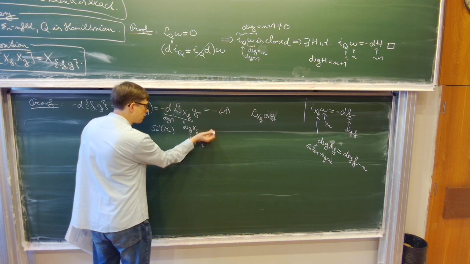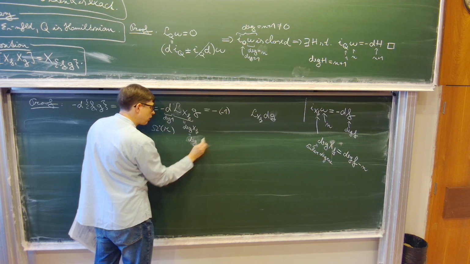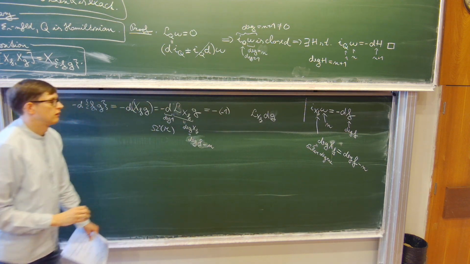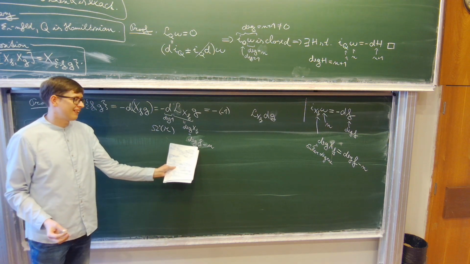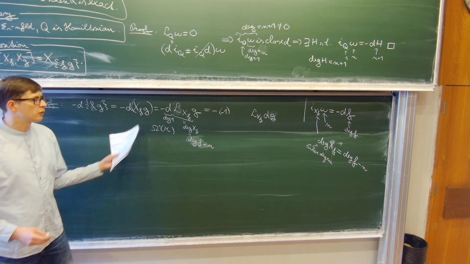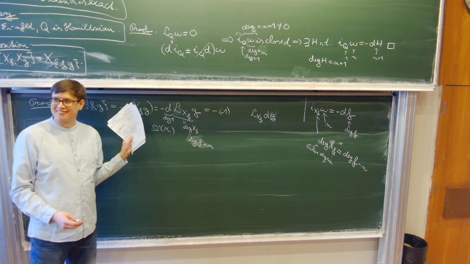Okay, so maybe let me. So this is minus n. And the degree of a function is again unambiguous. I don't know. Was this persuasive? No.